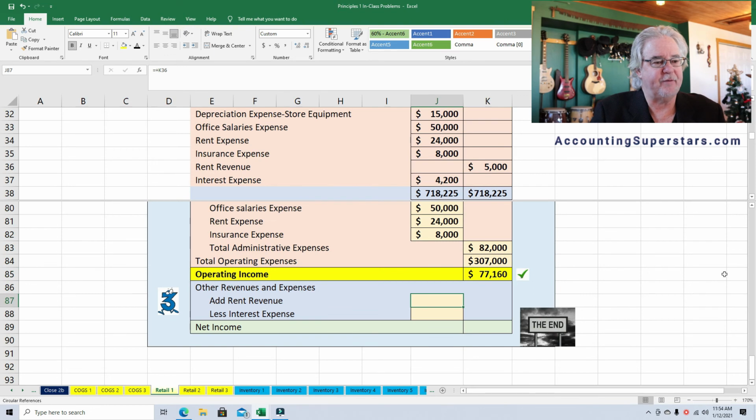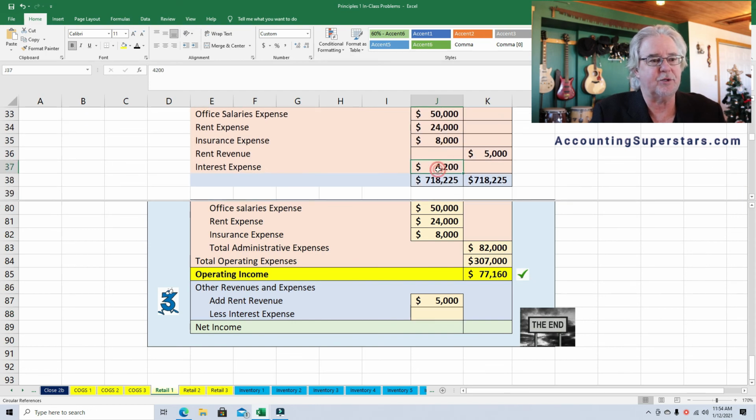We've got rent revenue. Now, Fred's not in the business of renting out things. That's not what he does. But he did rent something out, and it was for a minor amount of money. It wasn't for a lot, and it turned out to be for $5,000. And I'm getting that right off the trial balance right here. So I'm going to put that $5,000 right down there. And then he had some interest expense for some money that he borrowed here, and it turned out to be $4,200. So I'm going to put that right here.